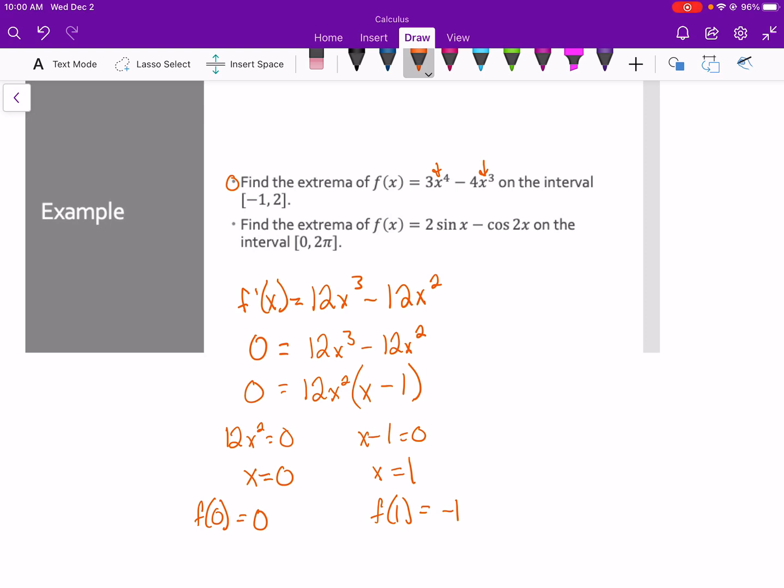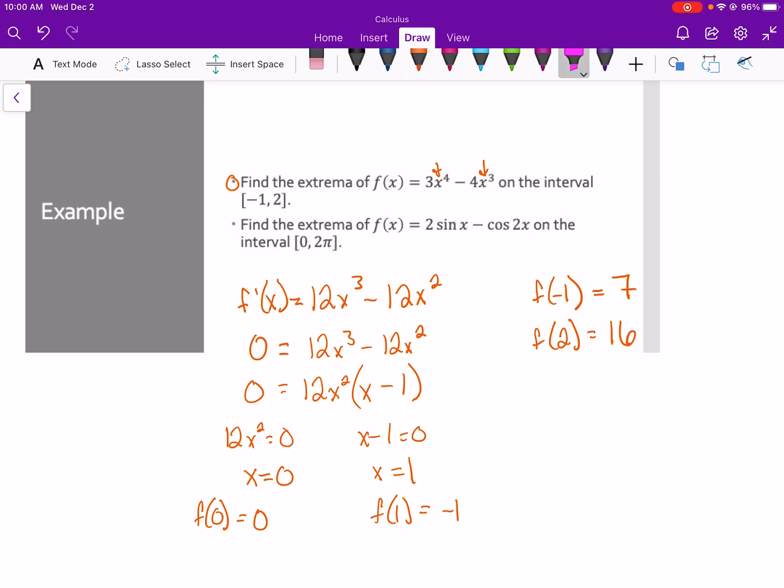Now we have to look at the endpoints. So let's find f of negative 1. So 3 times negative 1 to the 4th is just 3. And then negative 1 cubed is negative 1. So 3 plus 4 gives us 7. And f of 2, we're going to end up getting 16.